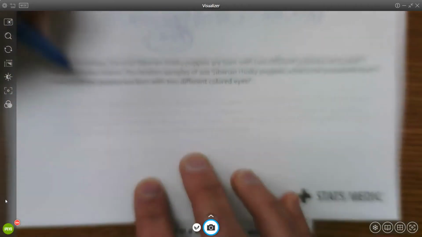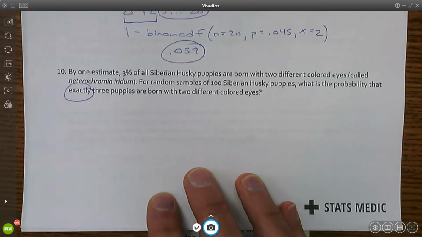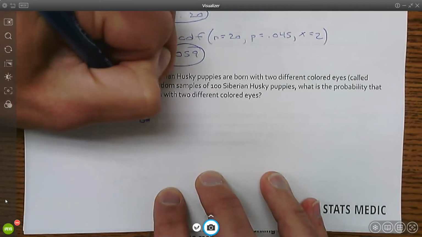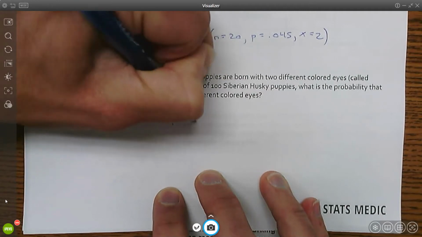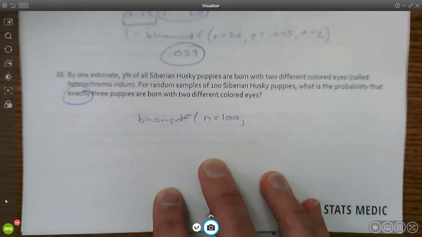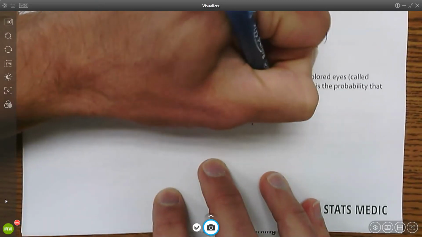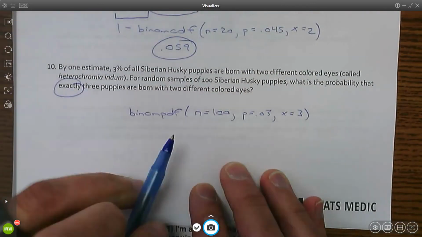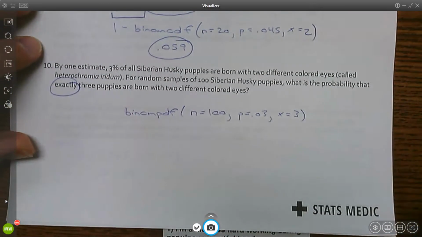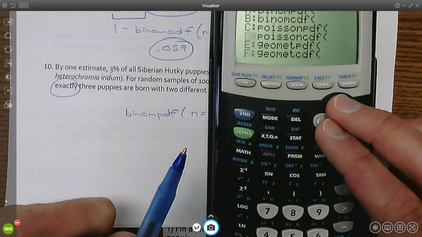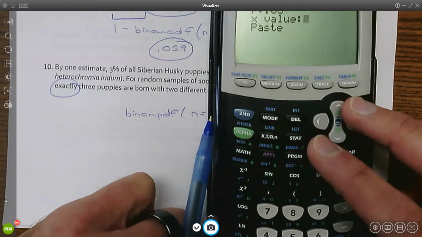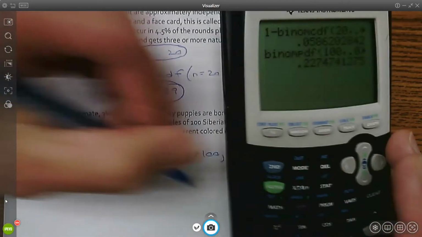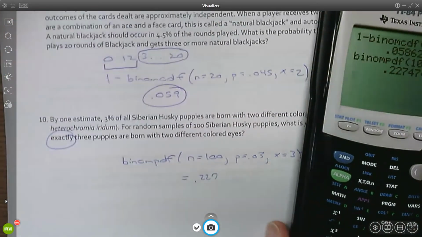All right, question 10, exactly 3 puppies. That's a hint that this is probably binomial. I would go through BINS and check. So now this is just going to be a binom PDF. N is 100. They looked at 100 dogs. P is 0.03. And they want exactly 3 successes. So X is going to be 3. You have to label N, P, and X. Otherwise, you're looking at a partial correct. So second VARs, binom PDF, 100, 0.03, 3. Hit enter. And you're talking 0.227.